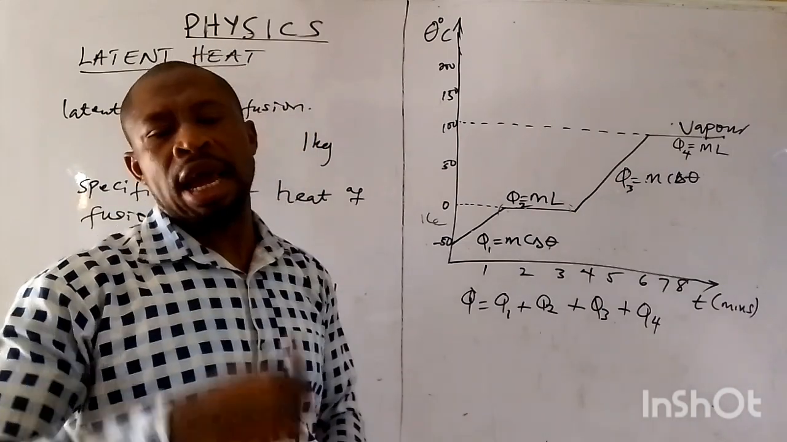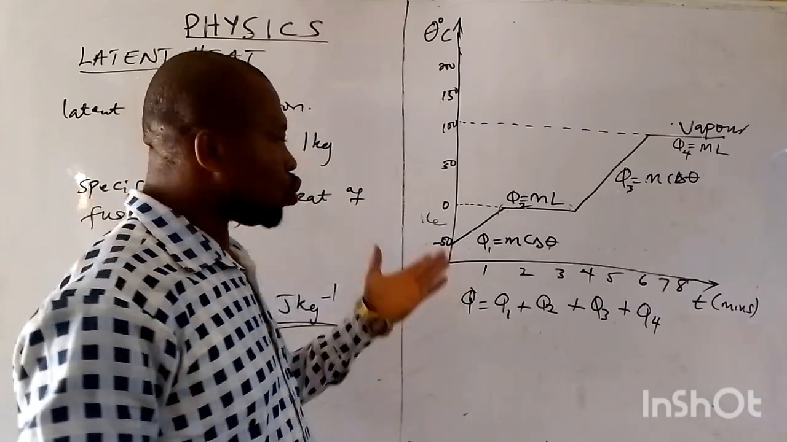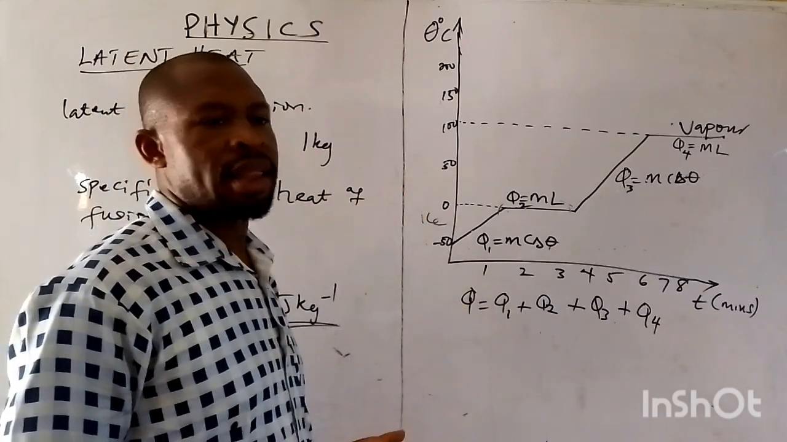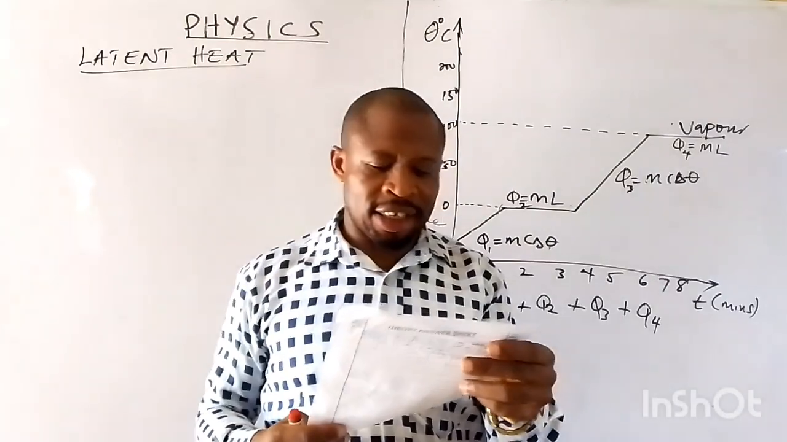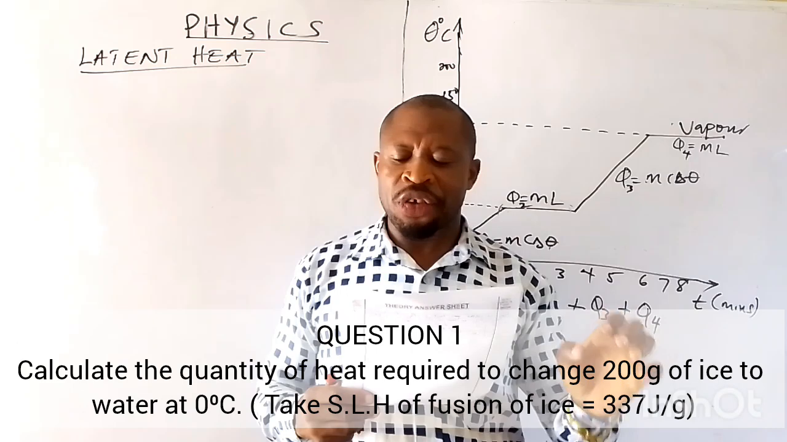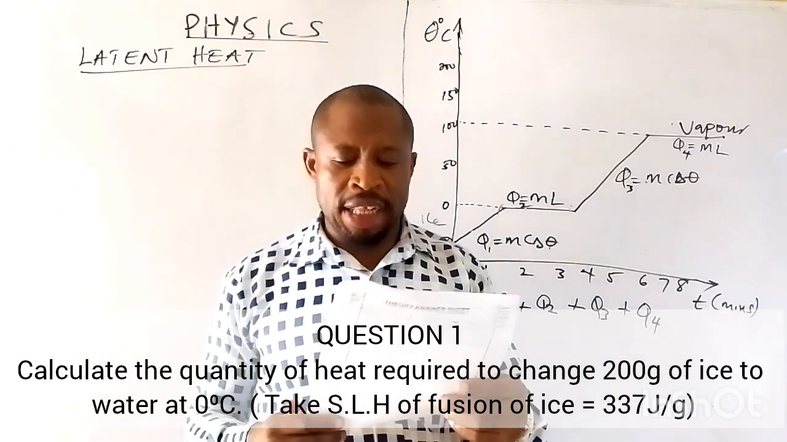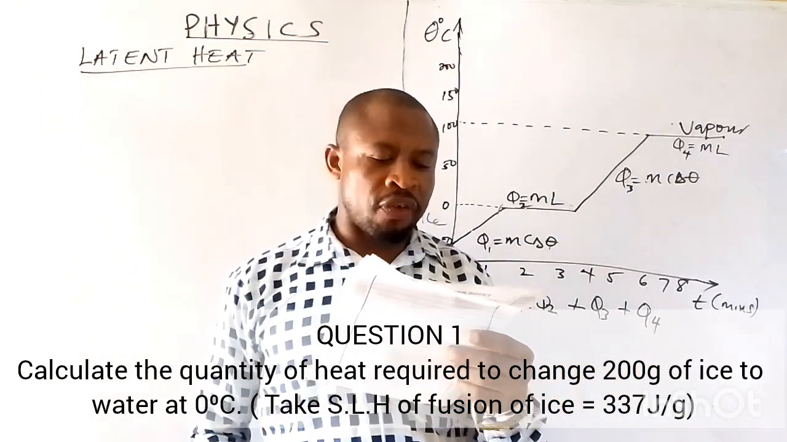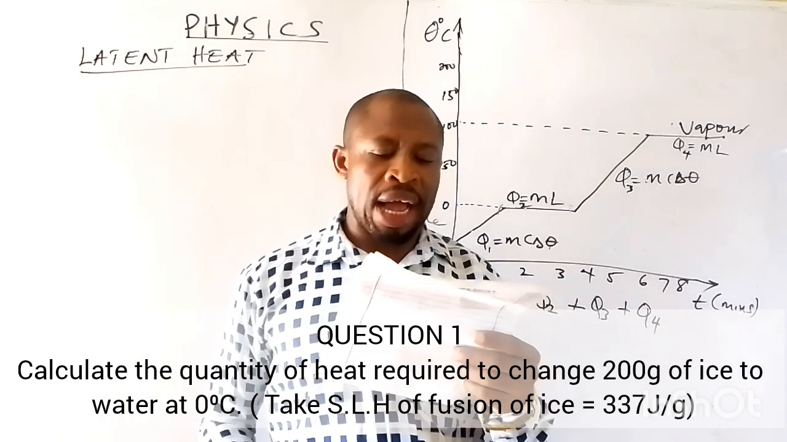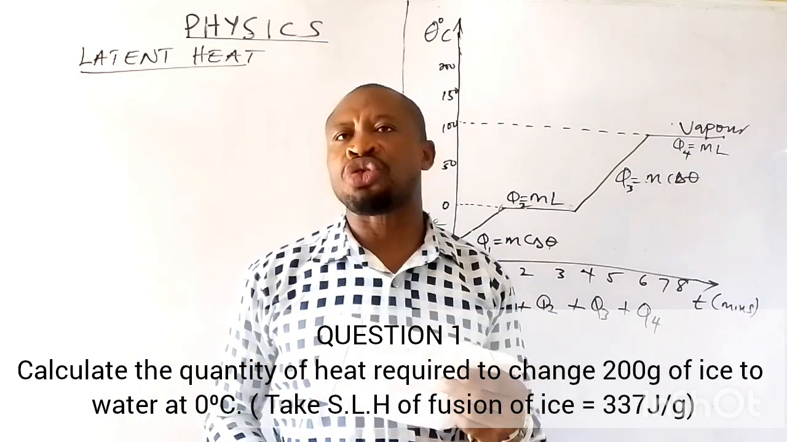So let us take one or two calculations to help us better understand this. Calculate the quantity of heat required to convert 200 grams of ice to water at 0 degrees Celsius.